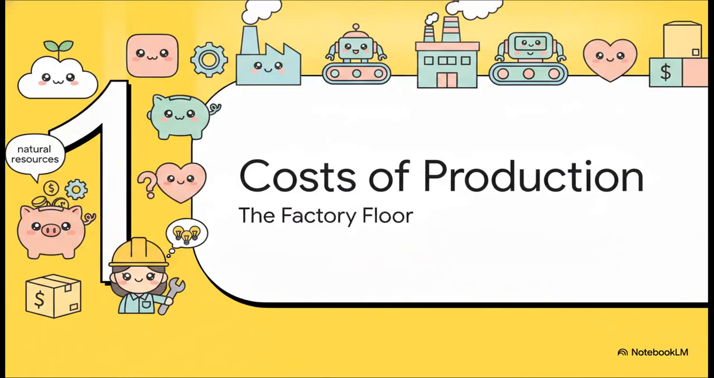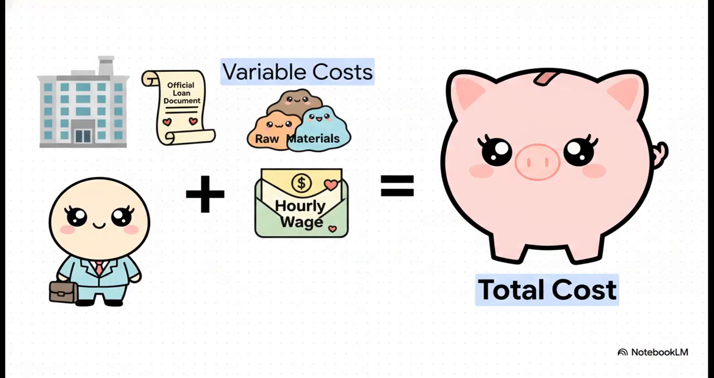All right, Section 1, the costs of production. Welcome to the factory floor. Think about it, every single thing you buy started out as a combination of natural resources, capital, and human labor. And none of that is free. In business, a company's burdens are divided pretty clearly. On one side, you've got fixed costs. These are your absolute no-matter-what obligations. Factory rent, loan repayments, permanent staff salaries. You have to pay these even if your factory produces absolutely nothing this month.